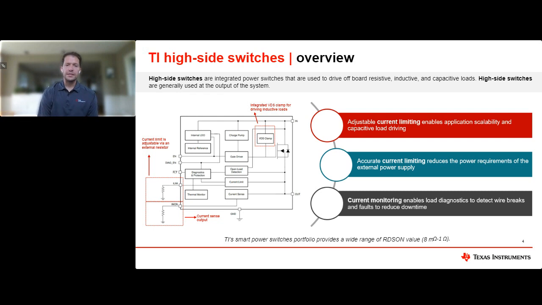Really what makes our devices stand out against our competition is the adjustable current limit. Many of our devices offer an adjustable current limit, either through a pin with an external resistor or through serial protocol interface or SPI. The other differentiating feature is the IMON output. So our device can sense how much current is flowing through the MOSFET, and then this could be sent to an ADC to do some data processing.